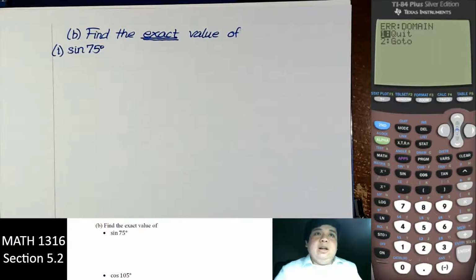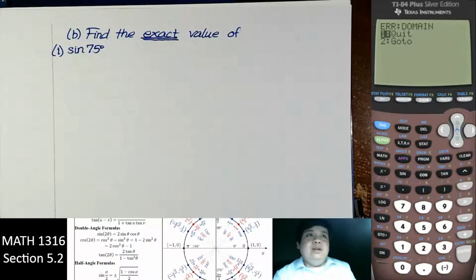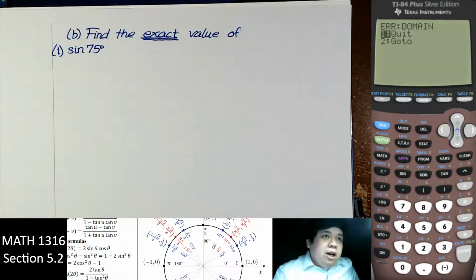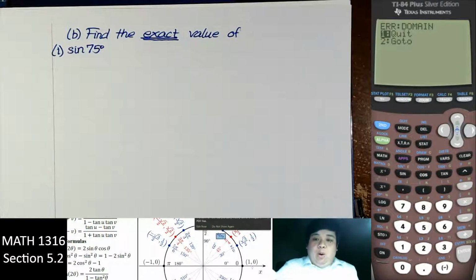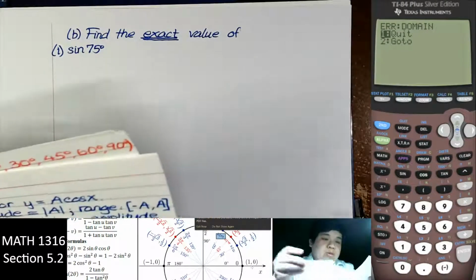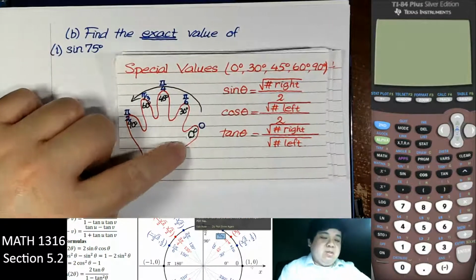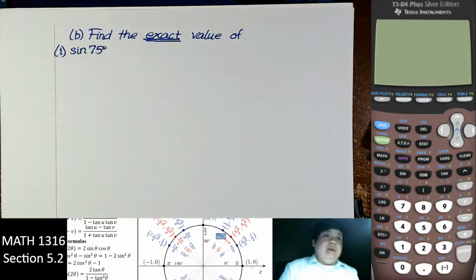Now, before we do that, let's go to the unit circle. On the unit circle, we have the special values of pi over 6, pi over 4, and pi over 3, or 30, 45, and 60. Or back in the day, remember the hand trick, those are the special values. Those are the values that we know. Suddenly 75 is not one of them.